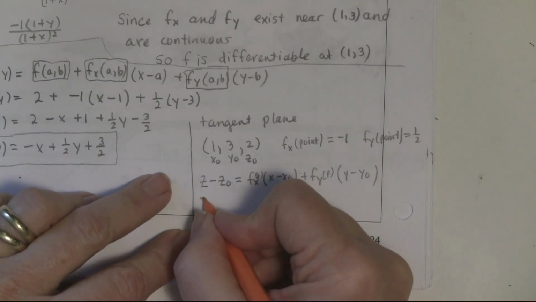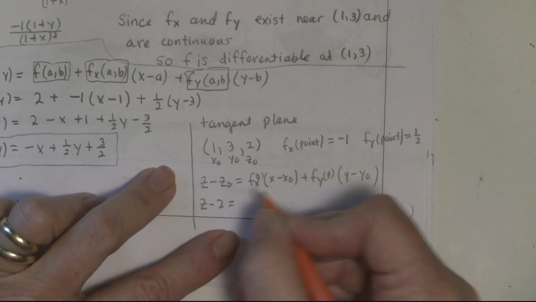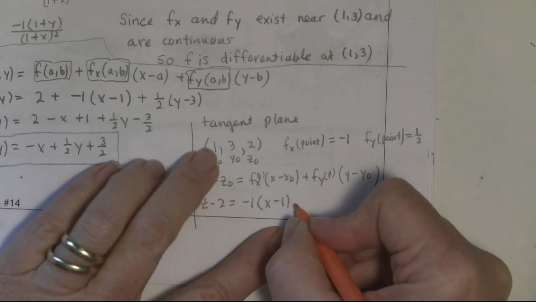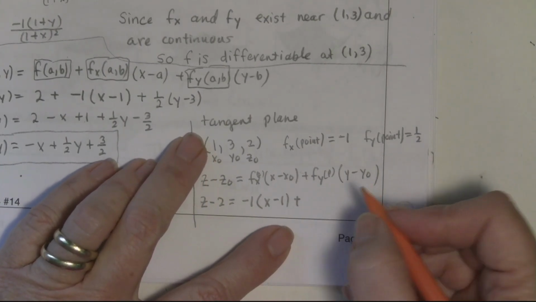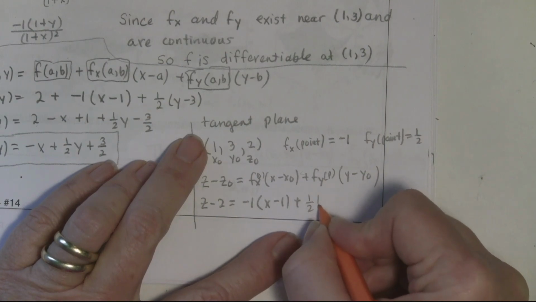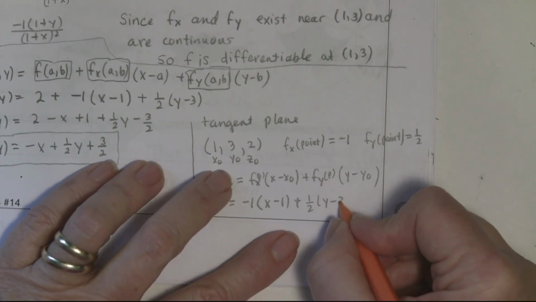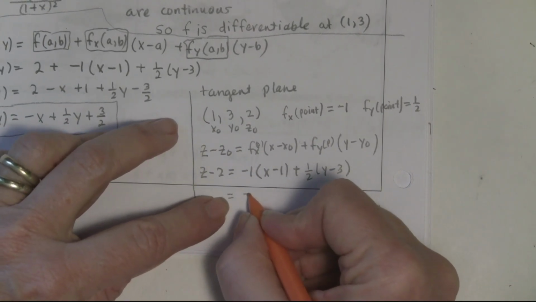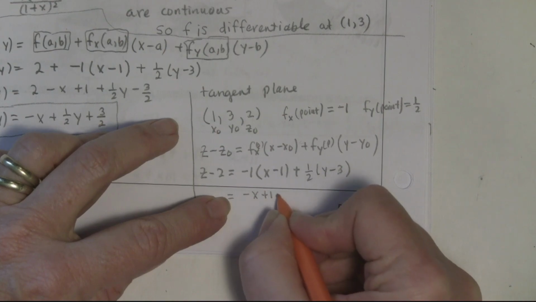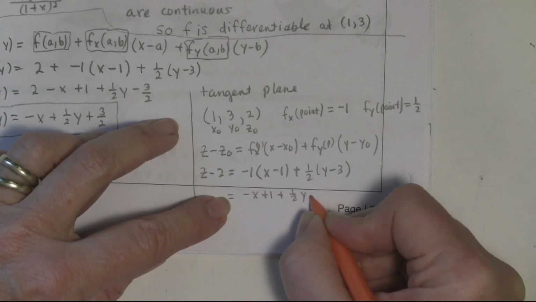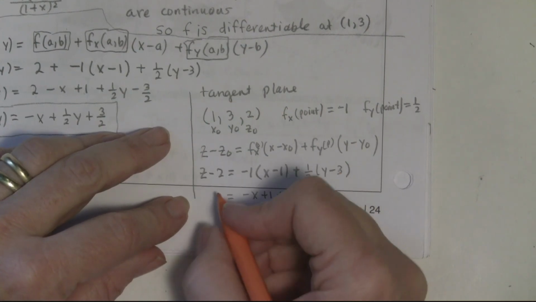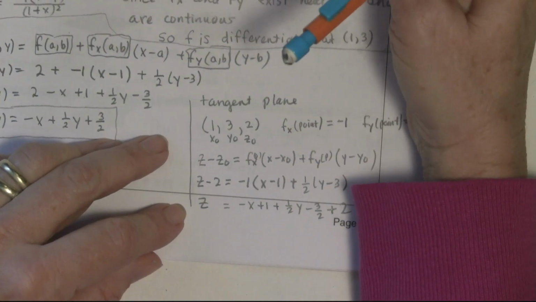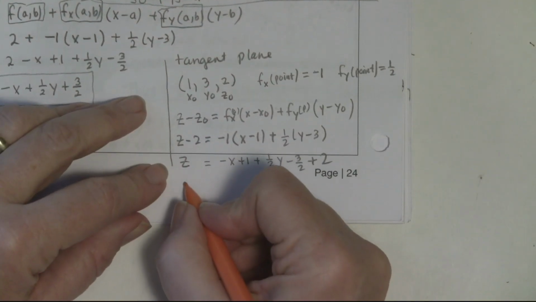Well, what is z naught? It's 2. So z minus 2 equals negative 1 times x minus 1, plus, I hope you're seeing a lot of the same things going on, right, half times y minus 3. It's not a different critter, right? And so we distribute here, we get negative x plus 1 plus half y minus 3 halves. And we add 2 to the other side. So z equals, add 2 to the other side. And boom, you get the same thing.